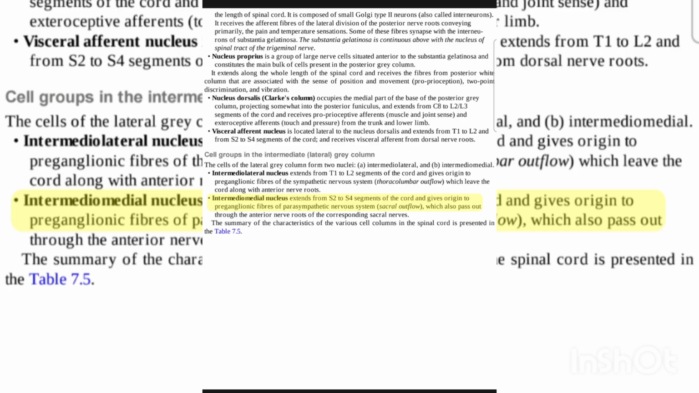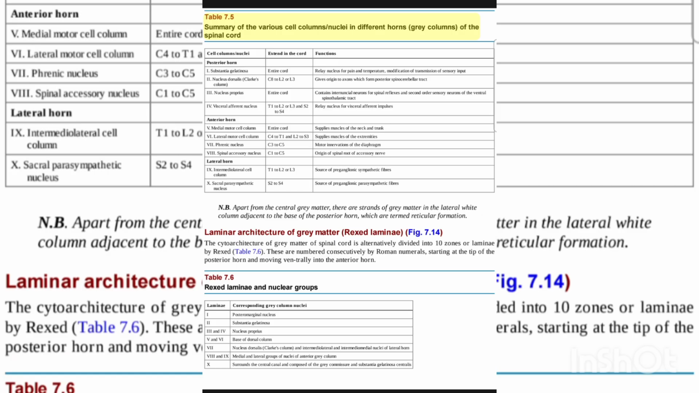The intermediomedial nucleus extends from S2 to S4 segments of the cord and gives origin to preganglionic fibers of the parasympathetic nervous system, sacral outflow, which also pass out through the anterior nerve roots of the corresponding sacral nerves. The summary of the characteristics of the various cell columns in the spinal cord is presented in Table 7.5. Table 7.5: Summary of the various cell columns, nuclei in different horns, gray columns, of the spinal cord.